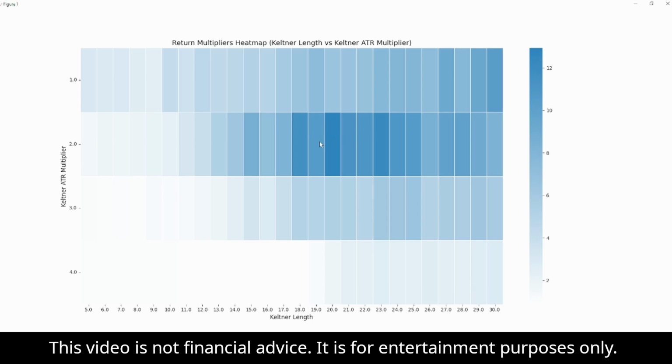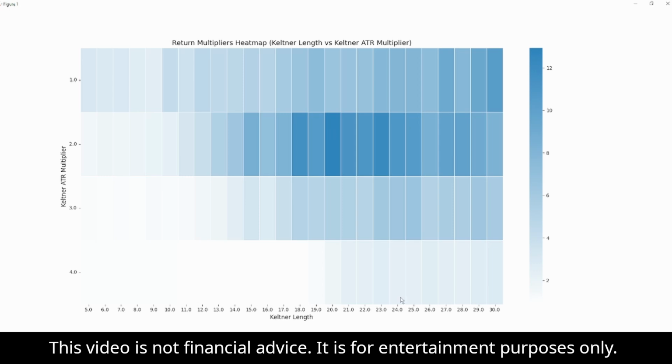Also, maybe I would have benefited from exploring decimals for the multiplier. I've explored only integers 1, 2, 3, but I could have also explored a range of decimals like 1.5, 2, 2.5, 3, and so on. We would have gotten a better resolution for our heat map today.